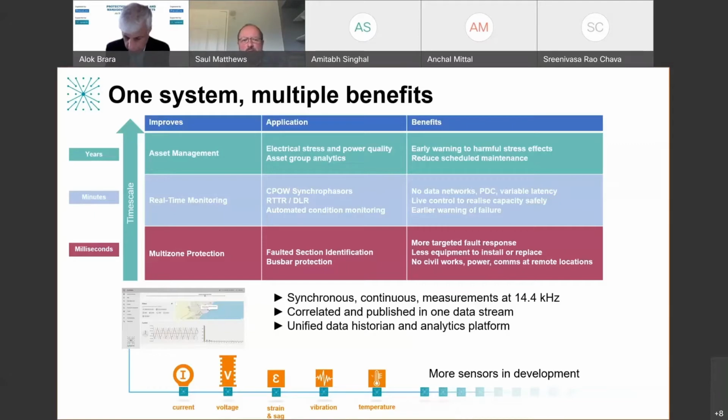You get rid of phasor data concentrators out of your network. And so we can radically reduce the cost of this instrumentation, but give more information about what's happening in these remote points. And then, of course, that leads to the ability to provide earlier warning of failures.